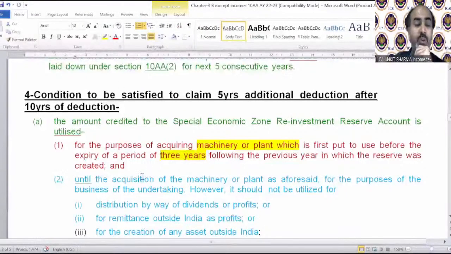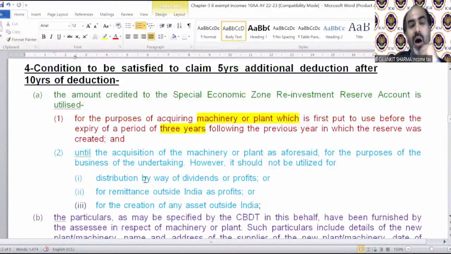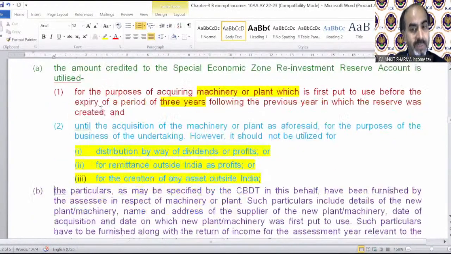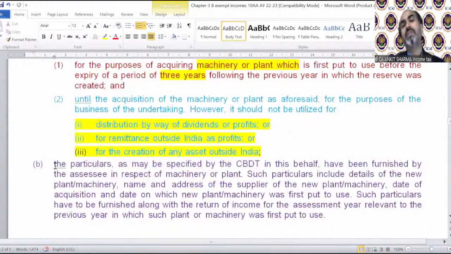So you have to purchase new plant and machinery within 3 years. Until the acquisition, like till 3 years, you can utilize that amount for business purpose, but you cannot utilize it for these 3 purposes. If you used this amount within 3 years for these purposes, then that is going to be treated as misutilized and going to be taxable. Whenever you purchase the machine, you have to inform the CBDT or the income tax department by filing your ITR, income tax return, and with that return you have to furnish the details that you have purchased the plant and machinery.